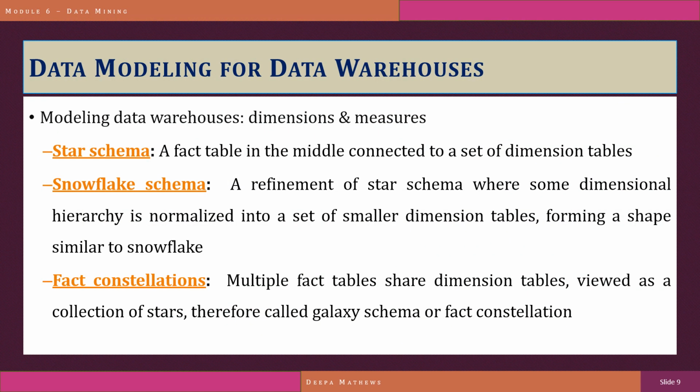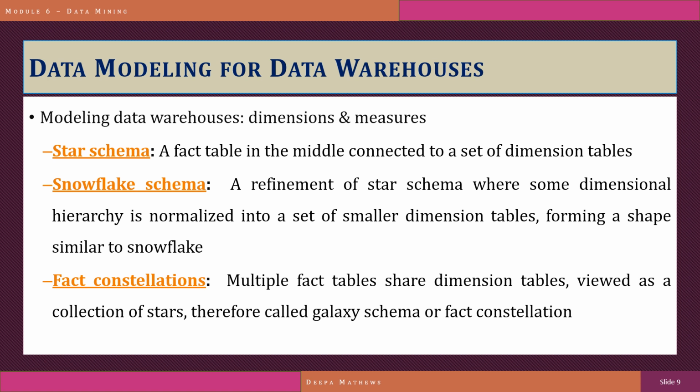We can model the data warehouses into three: star schema, snowflake schema, and fact constellations. In the case of star schema, we'll have a fact table in the middle, which is connected to a set of dimension tables, and it resembles the shape of a star. Then the second model is snowflake schema.